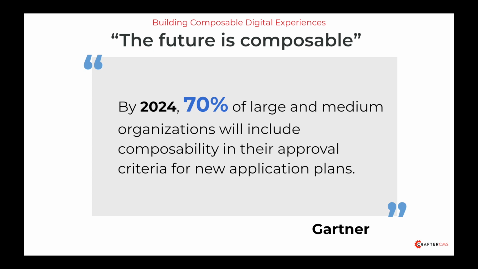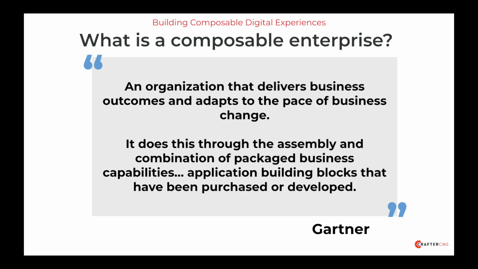Now, Gartner says that 70% of all large and medium-sized organizations will include composability in their approval criteria for new applications by 2024. So what is composability for the enterprise, and why is it so important? Gartner defines a composable enterprise as an organization that delivers business outcomes and adapts to the pace of business change. And it does this through the assembly and combination of packaged business capabilities, or PBCs, which are application building blocks that have been purchased or developed and that can be combined and recombined.